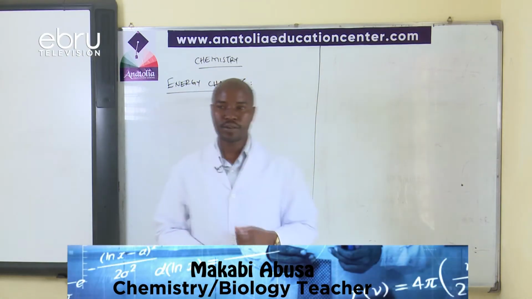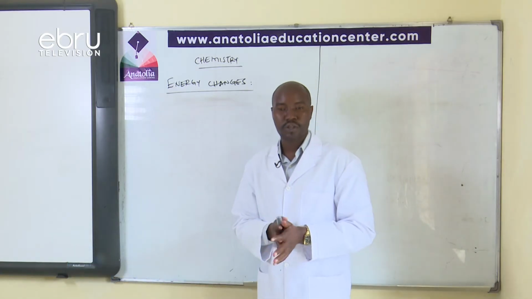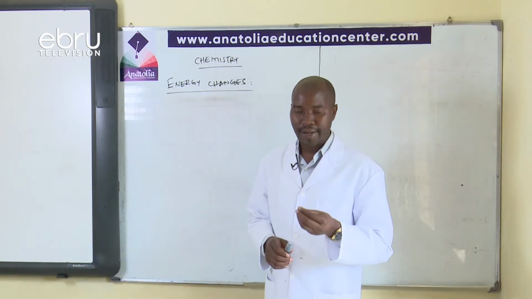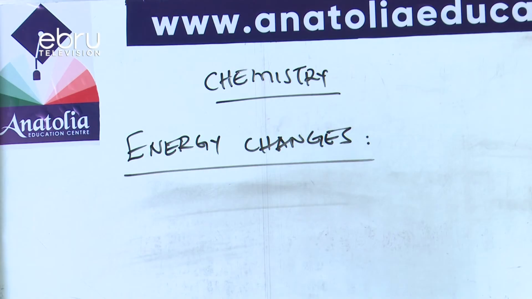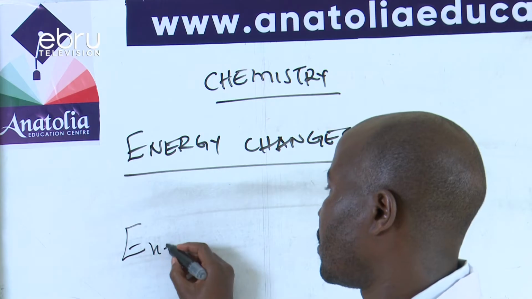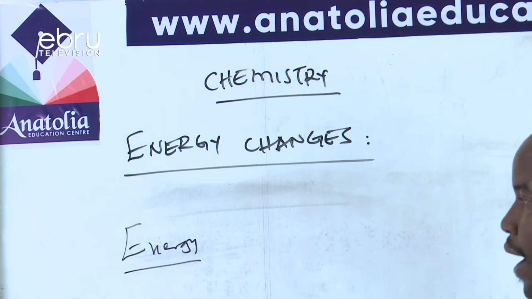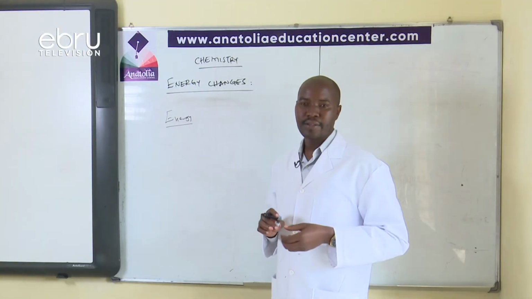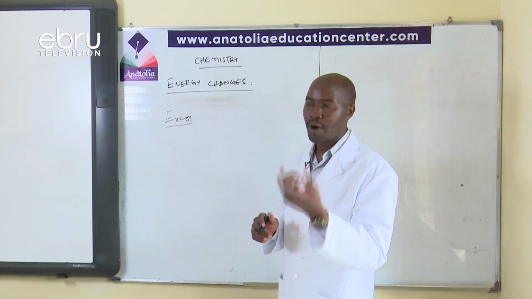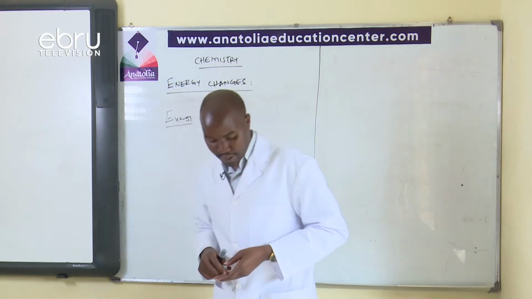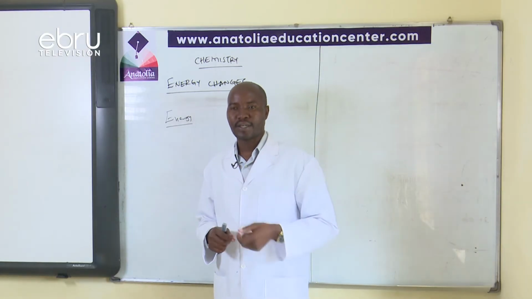Welcome to today's lesson, whereby we are going to talk about the energy changes in physical and chemical processes. We know that energy is the ability to do work. And we also know that energy cannot be created. It can only be changed from one form to another, like you can change heat energy to kinetic energy.